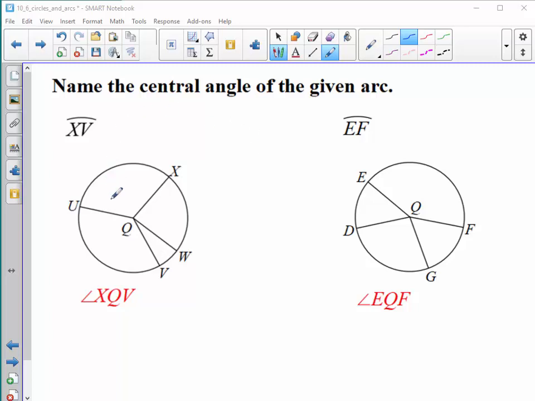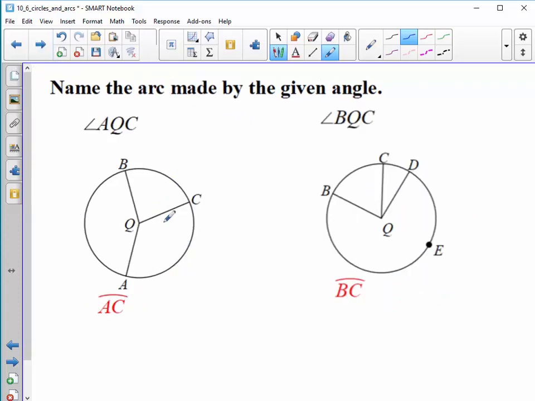Let's keep going here. So, let's see. XV, the arc XV. That arc has the two endpoints that intersect at X and V, so that's on the outside of this angle, because we're naming a central angle. And then Q is the center of the circle, so the central angle is going to be XQV. And for EF, the central angle is going to be EQF. So we're done with that. And if you're given a central angle AQC, then the arc is going to be AC. If you're given BQC, then the arc is BC.